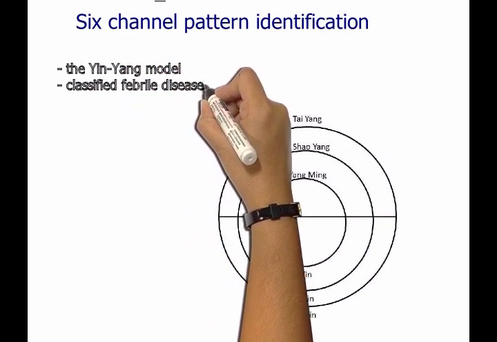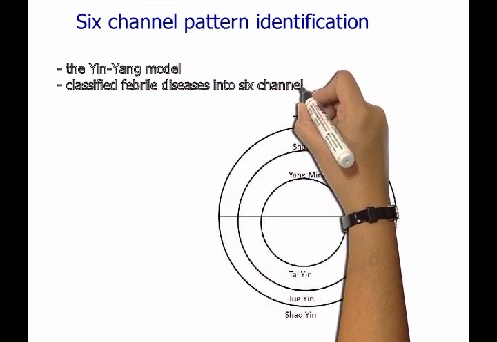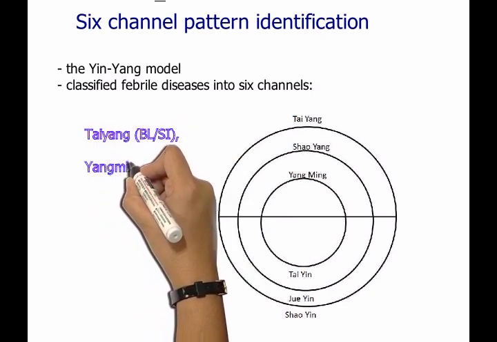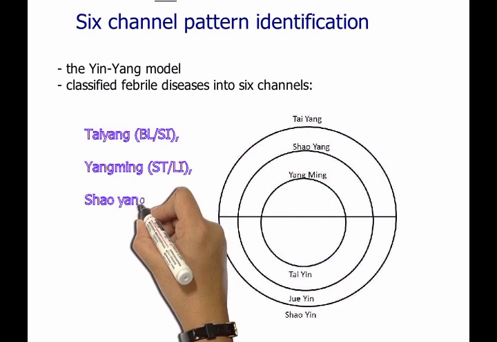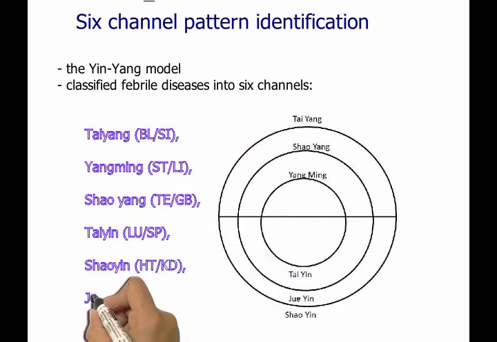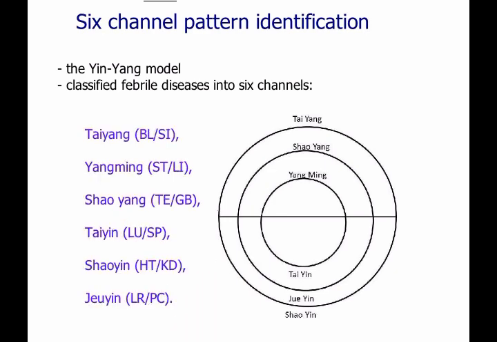or stages. When an external pathogen attacks, it progresses deeper into the body if it is not treated properly, from Taiyang to Yangming, Shaoyang, the three yangs, then Taiyin, Shaoyin, Jueyin, the three yins.